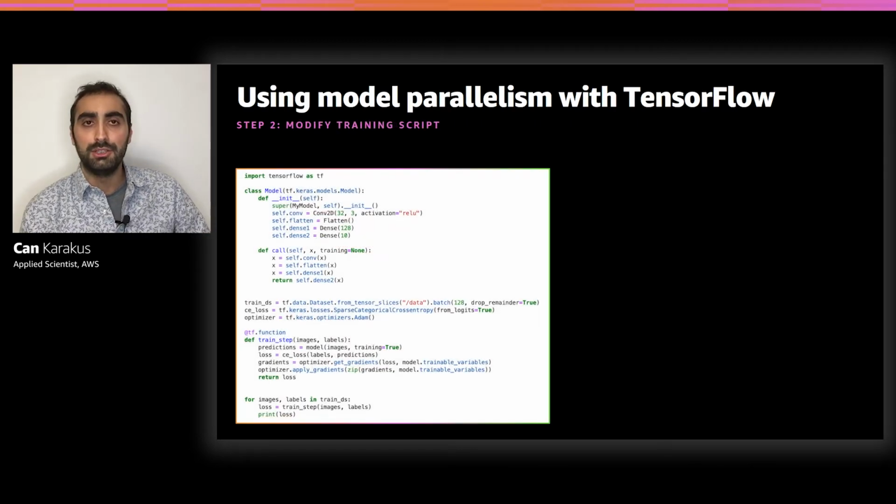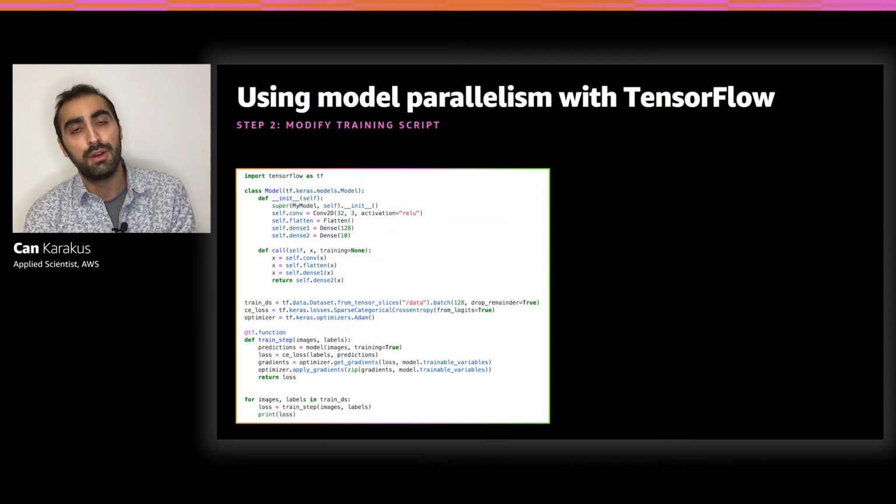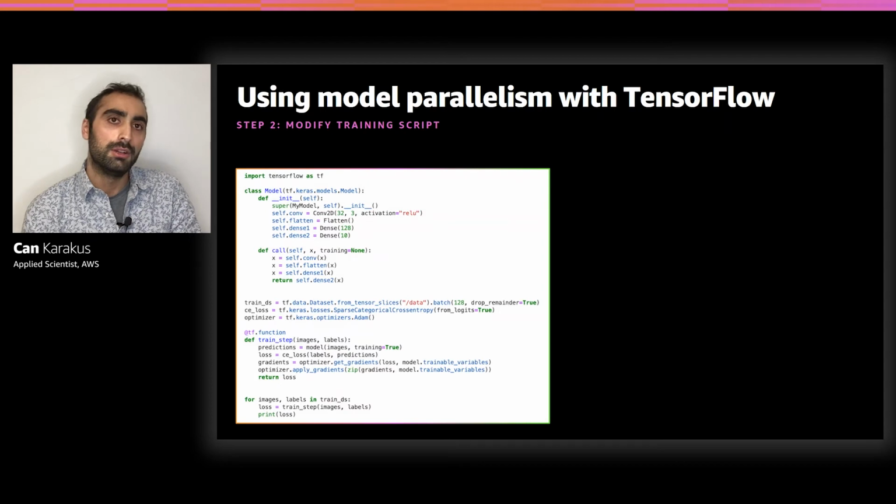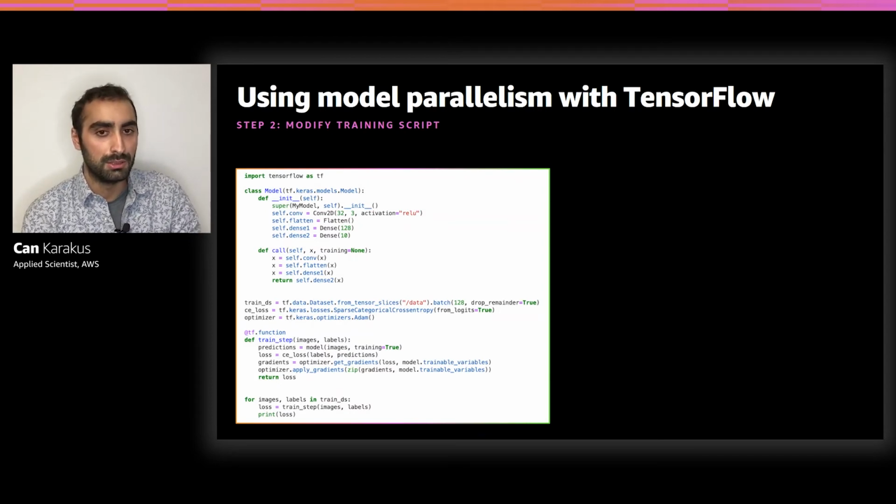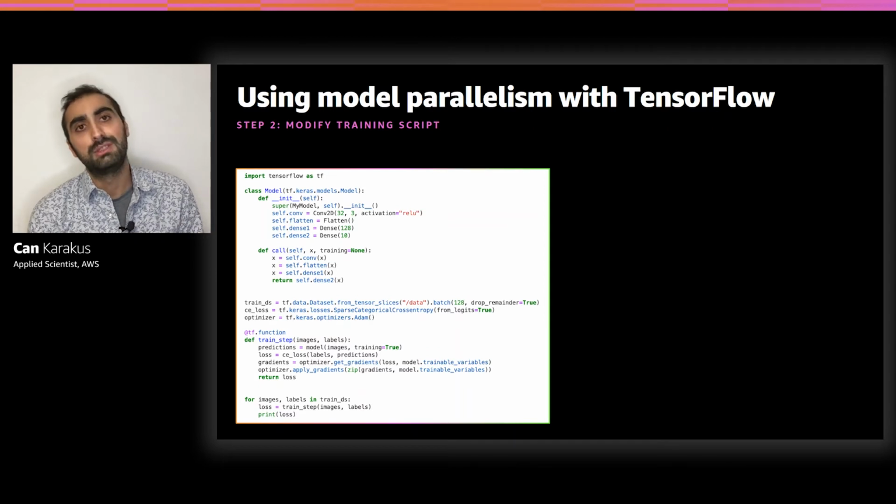Once we've done these changes on the SageMaker Python SDK, the next step is to actually modify the training script. Here I've placed an extremely simple toy script written in TensorFlow, and now we'll go step by step and see what we need to change in that script to get started with the model parallel library.